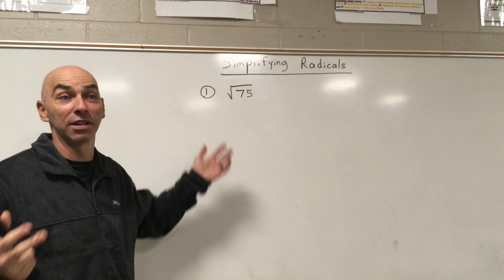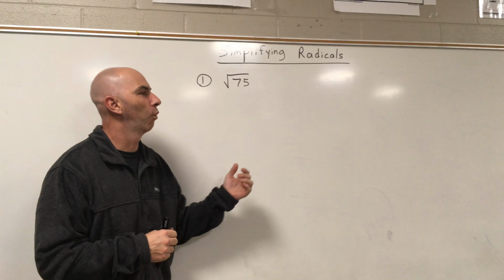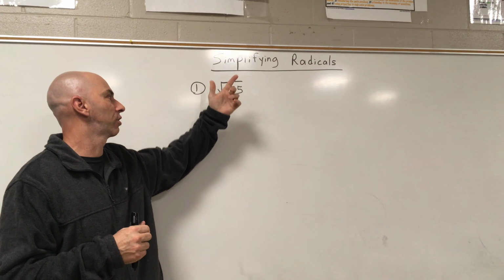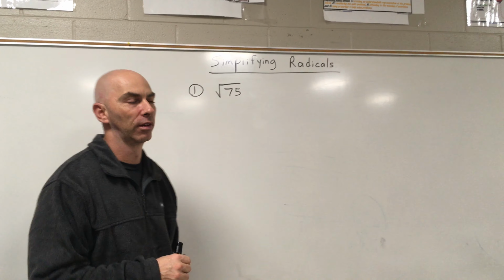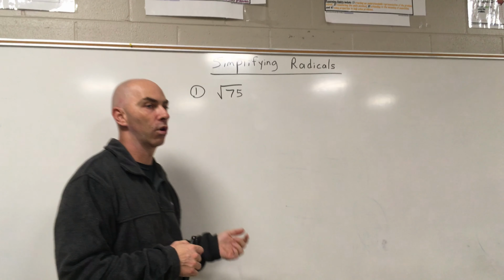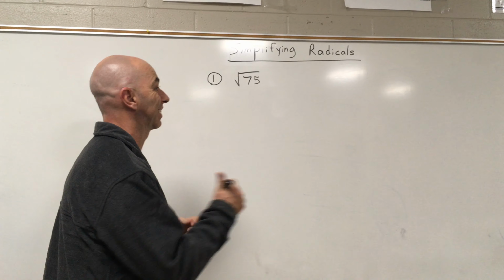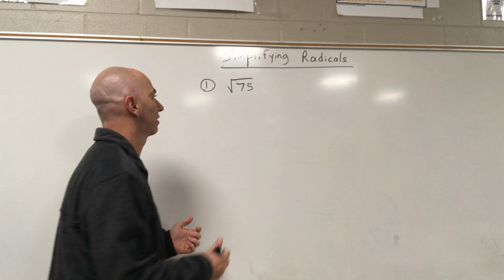Welcome today. We're doing simplified radicals. We've got a radical, the square root of 75. Now, we're not going to just punch it in the calculator and get 8 point blah, blah, blah. That's too easy. It's no fun. We're going to simplify and keep the radical if necessary.